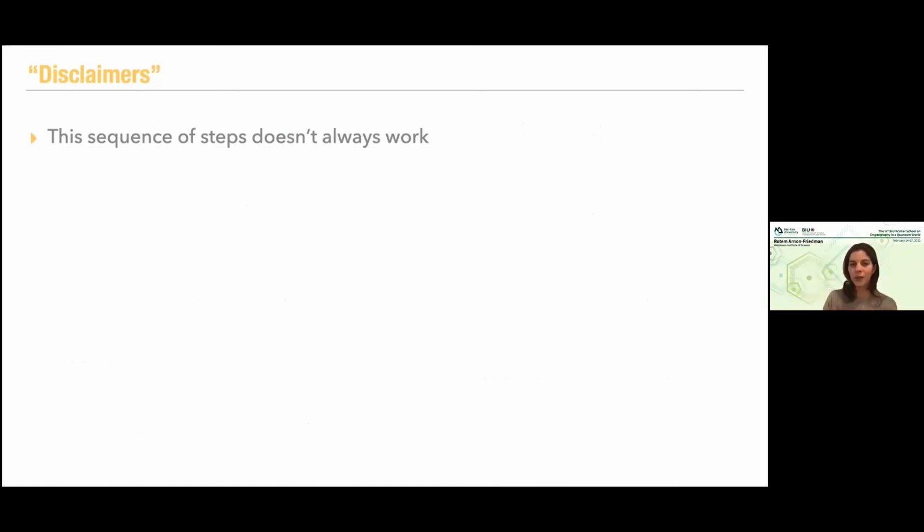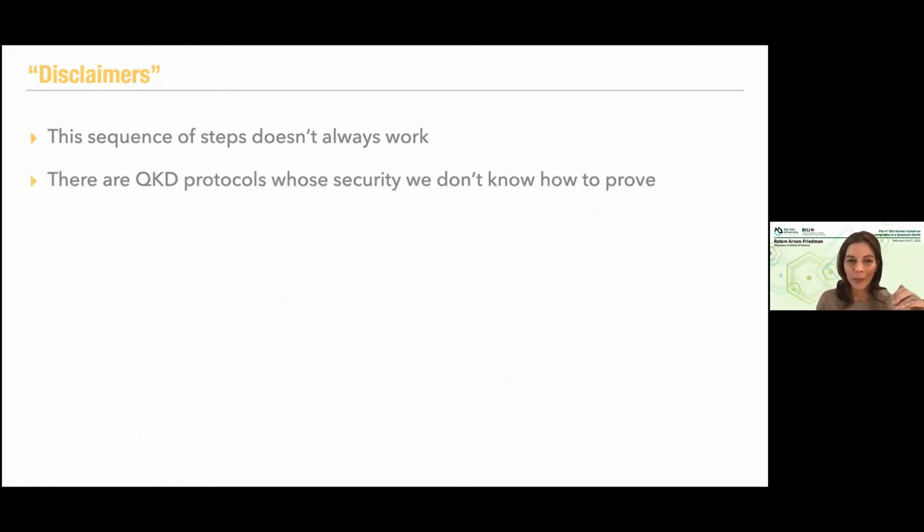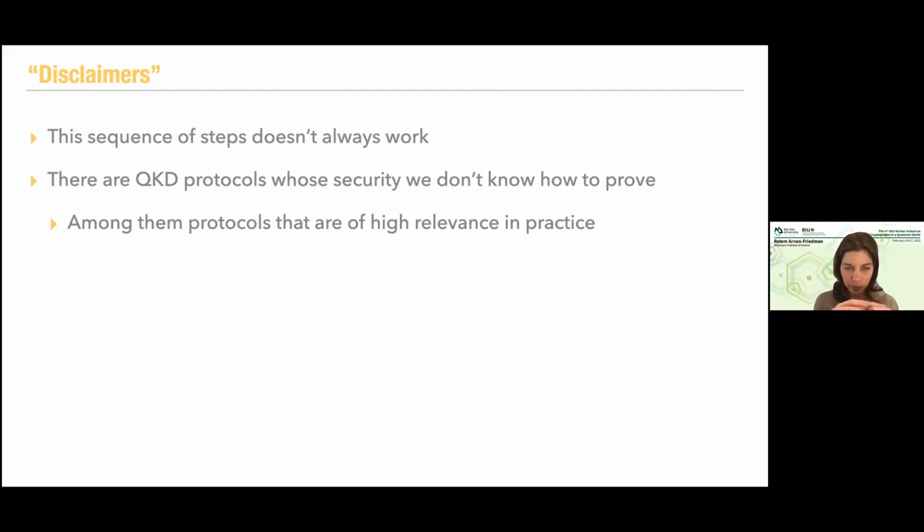I made it look really easy. There is this sequence of steps, and I'm just changing the first step because I now have a different model, and then everything flows. But this sequence of steps doesn't always work. There are many QKD protocols with security we don't know how to prove. Among them, there are also protocols of high relevance in practice, protocols which are very efficient or very noise tolerant, but we don't know how to prove their security. So it's not like you have this clear picture all the time.